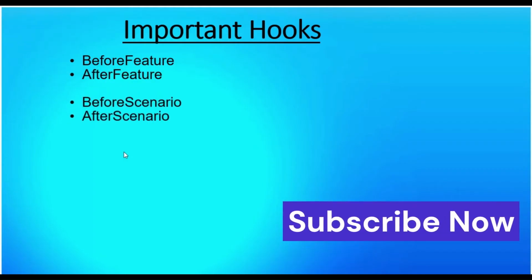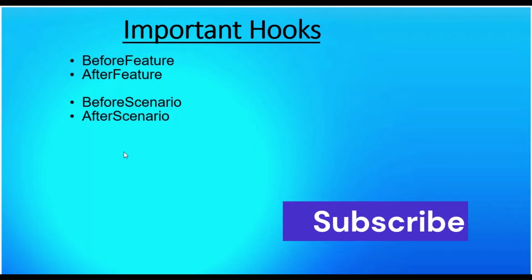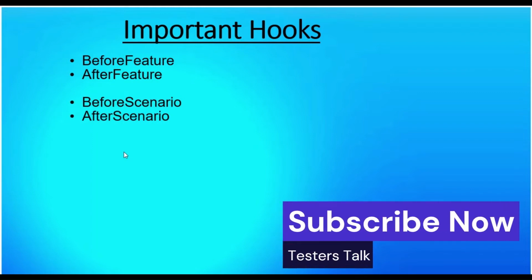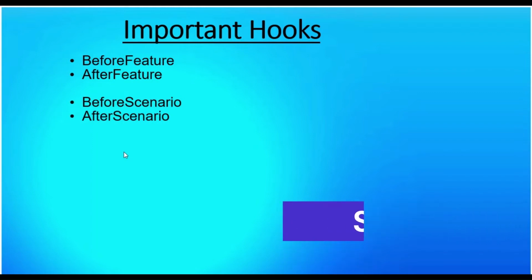And next we have before scenario and after scenario. Before executing any scenario in your feature file, this particular before scenario block will get executed. And the fourth one is after scenario. This code will be executed after executing any of the scenarios in your feature files. For example, if you want to launch the browser before executing any scenario, you can write that code inside the before scenario. And if you want to close the browser after executing the scenario, you can write that code in after scenario.